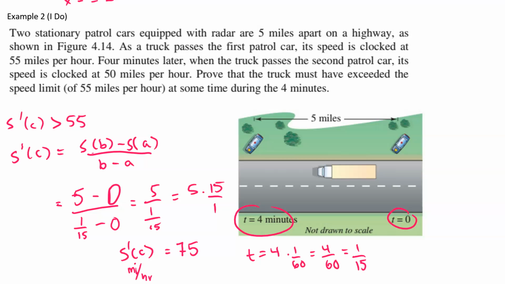So somewhere on that interval, we are guaranteed to have a speed of 75 miles per hour, which is faster than the 55. So we've just proven that even though we're going a maximum of 55 at those 2 endpoints, somewhere in the middle, our truck was speeding along at 75 miles an hour.